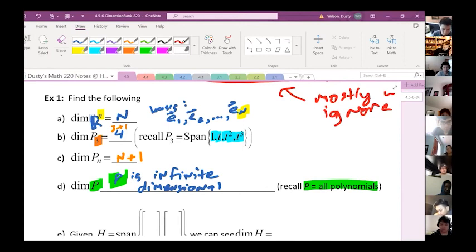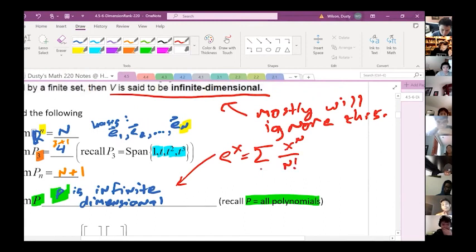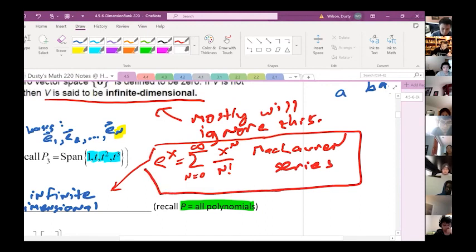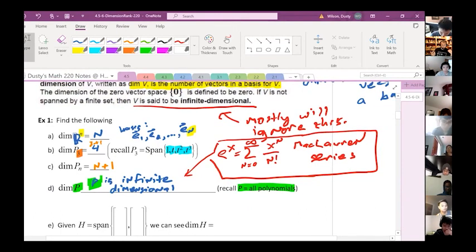I think most of you have had calc 3. And so in calc 3, you do things like, you would say something like e to the x is equal to the sum, gotta remember what this would be, x to the n over n factorial from n equals 0 to infinity. I think that was our Taylor or Maclaurin series, if I recall right. So here would be another example of a polynomial. It's a polynomial, but it would be of infinite length. Questions so far?